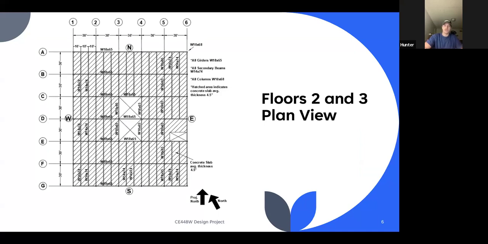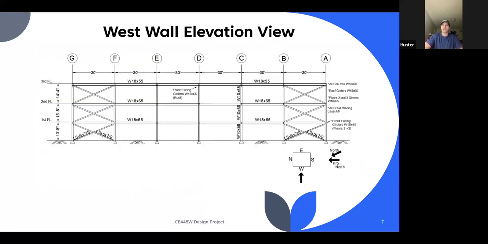Here's a plan view of our floors 2 and 3, and you can see the layout and dimensions of our beams, as well as our concrete slab location. Here's our west wall elevation view. You can see some of our cross bracing, our column locations, and the floor heights.